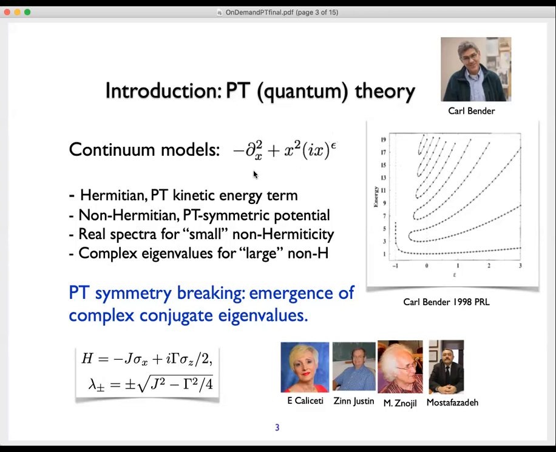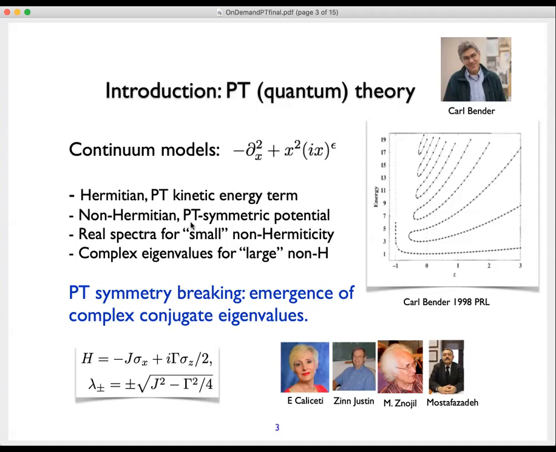And what Carl and his collaborators found numerically first in this 1998 PRL was that if I solve this eigenvalue problem on a continuum line in appropriate space in the complex X-plane, then the energy as a function of epsilon looks like this, basically. And so the key features of the Hamiltonian is that there is a Hermitian PT symmetric kinetic energy term. There's a non-Hermitian PT symmetric potential term.